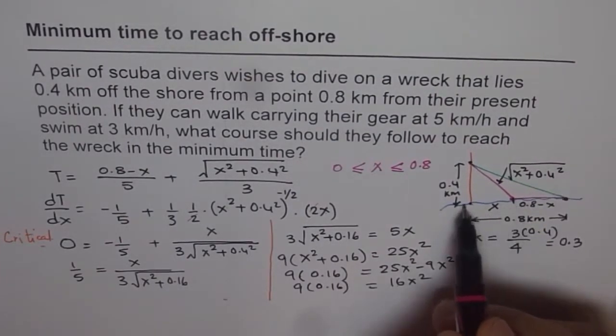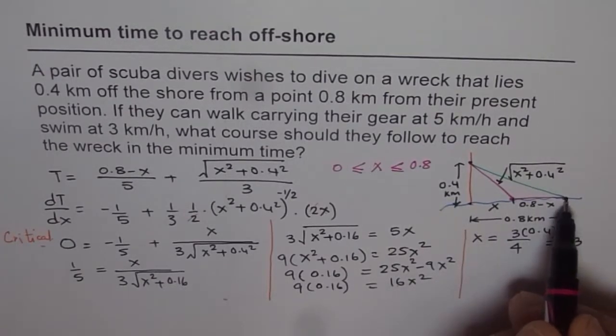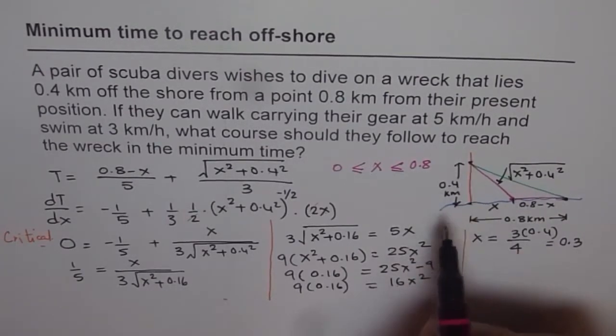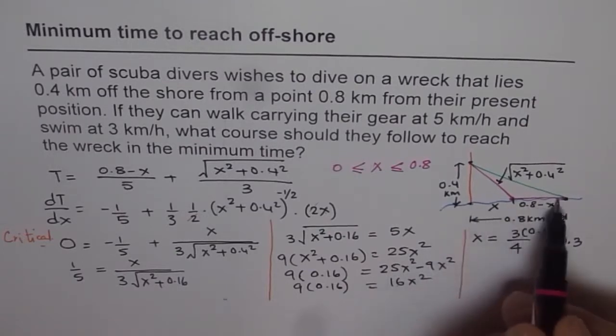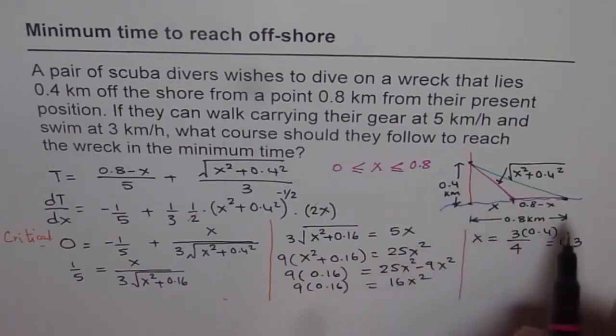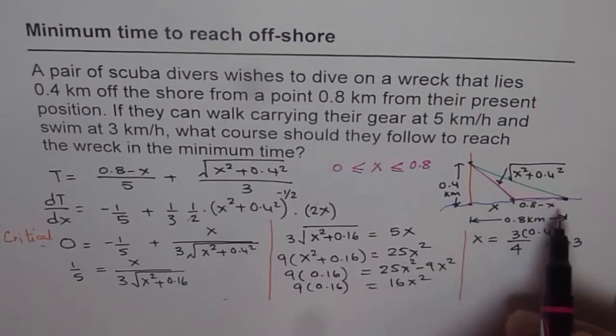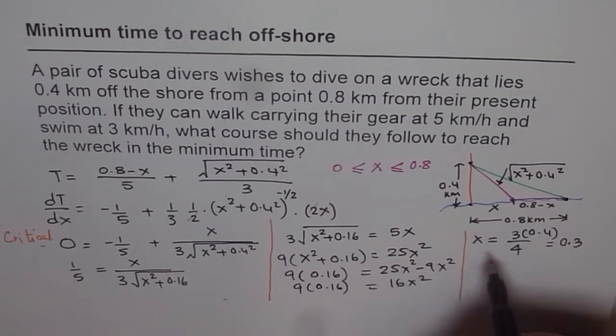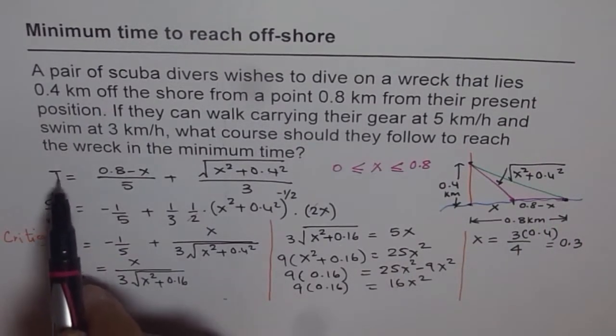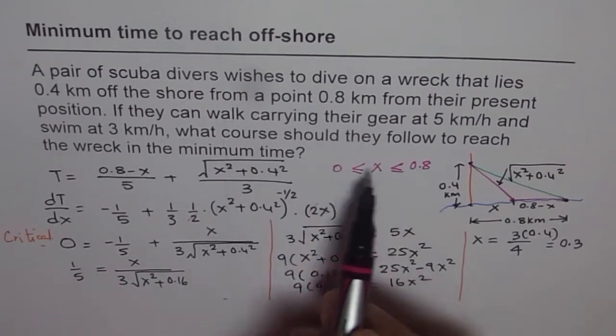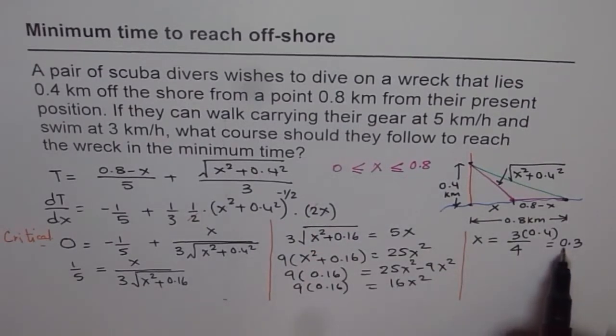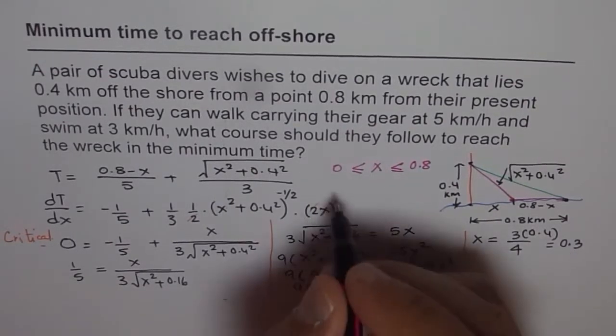So if x is 0, that means they will walk up to this point and then swim. If x is 0.8, that means they just straight go for swimming, right? So these are the two values. Now what we should do is find the value of function which is t for these two values and the critical point 0.3. So find out the answer.